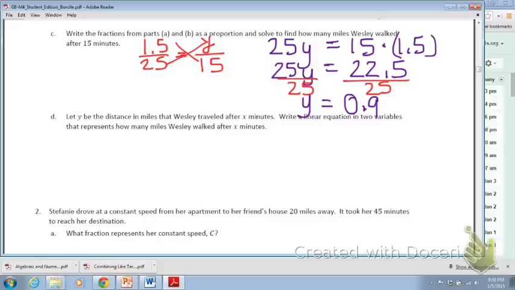It's less than 1.5. It's more than half of it, though. 15 is more than half of the trip. So you can do a lot of number sense stuff just to double check your answers on problems like this.